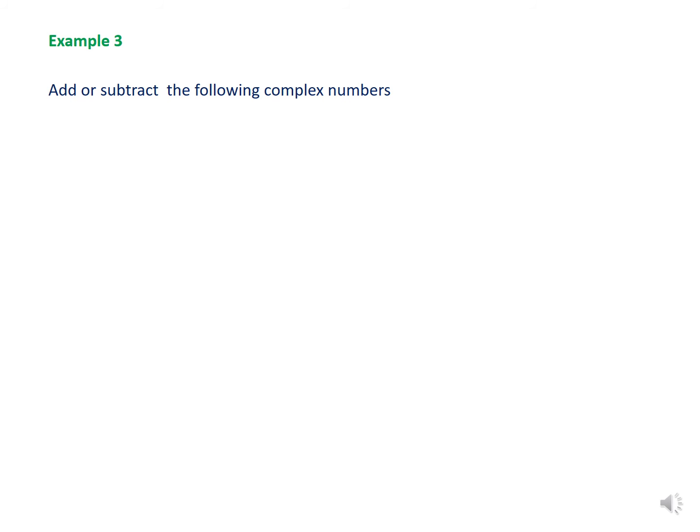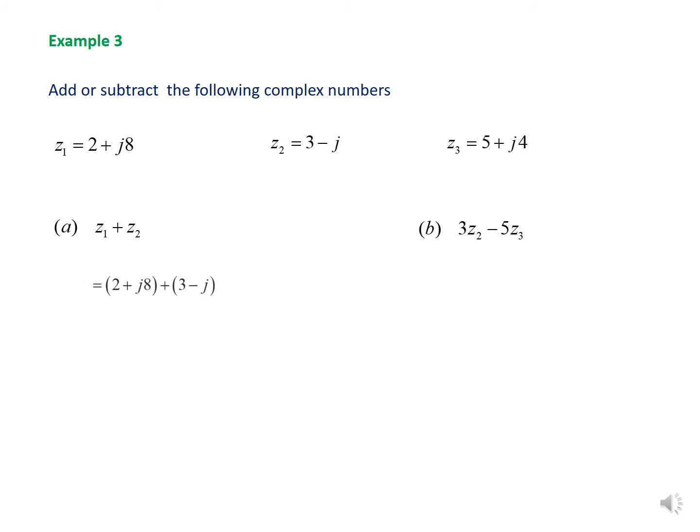Okay, example 3. We're adding or subtracting some complex numbers. So part A, z1 plus z2. Fairly straightforward. We gather together the real parts, so 2 plus 3 is 5. And we gather together the imaginary parts, so we have j8 plus negative j, so that's 8 take away 1, giving us j7.